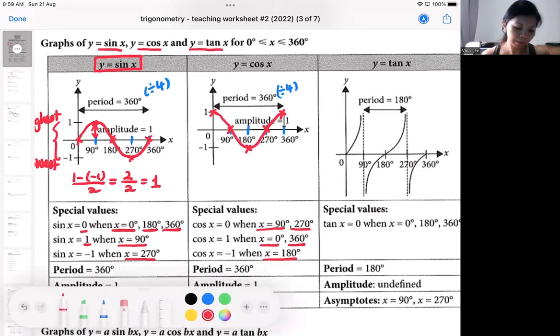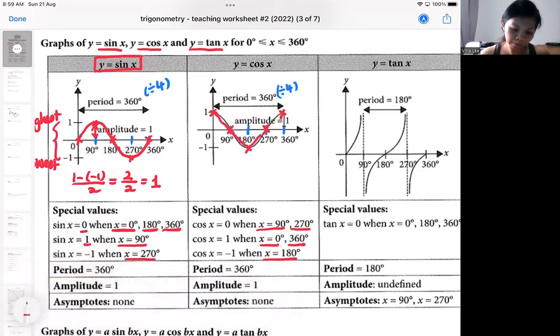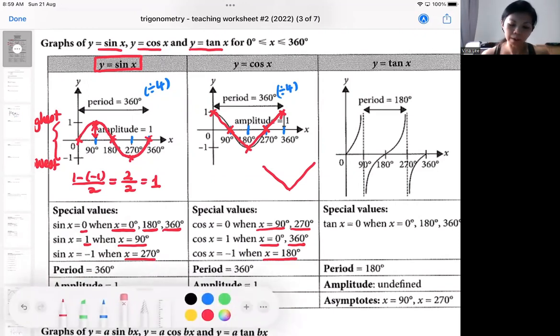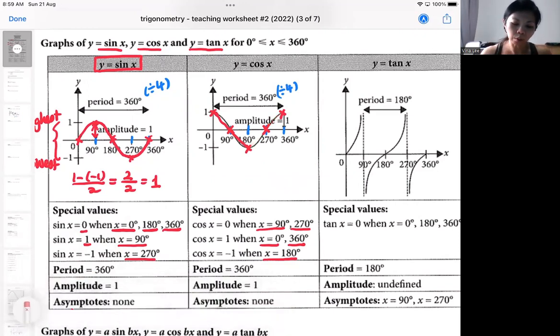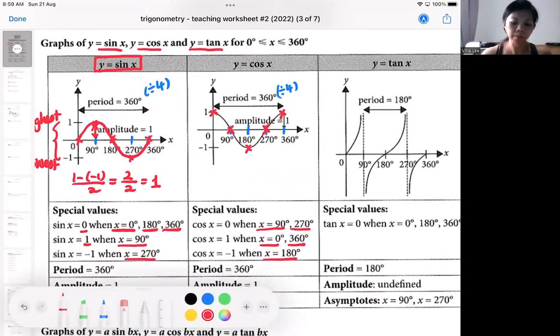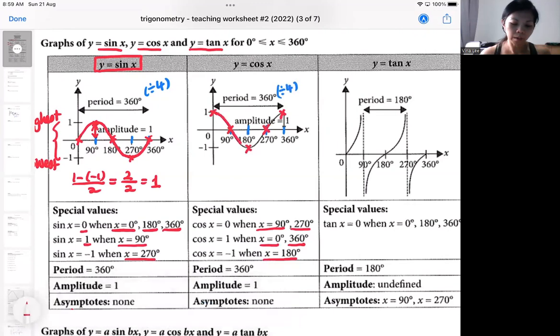Some of the common mistakes: some people actually draw it like a straight line. If you draw it like a straight line, your cosine graph turns out looking like an inverted triangle, so you'll get penalized for that. Do not join them up in a straight line. There is some curvature. And again, the amplitude is 1.